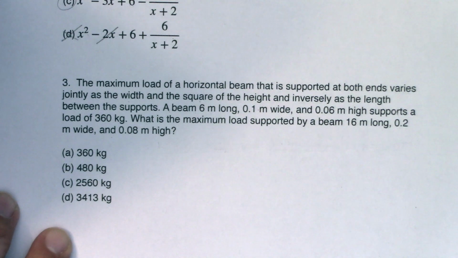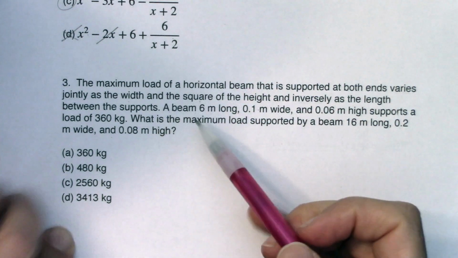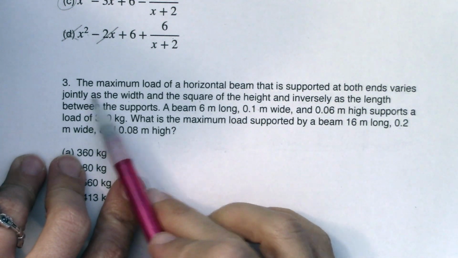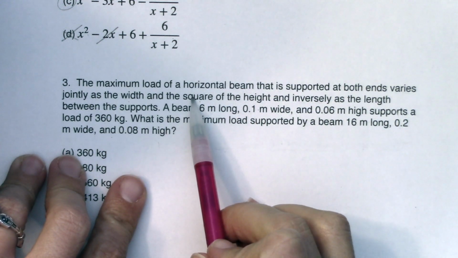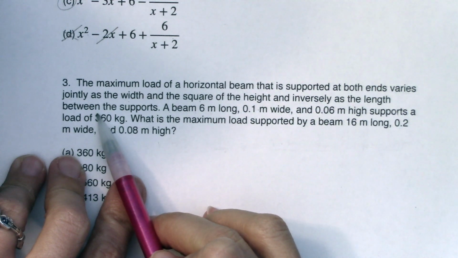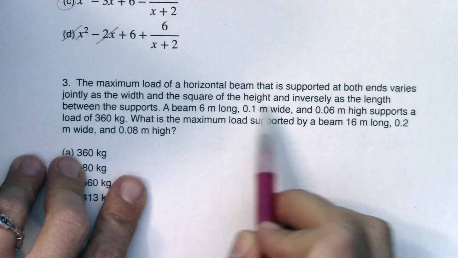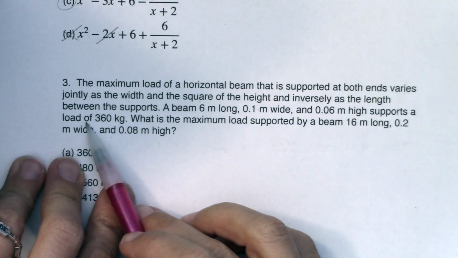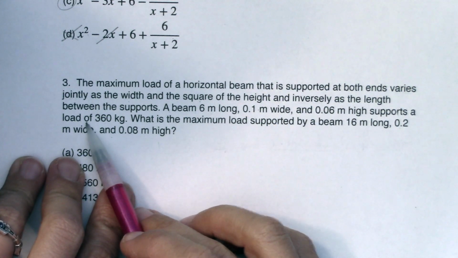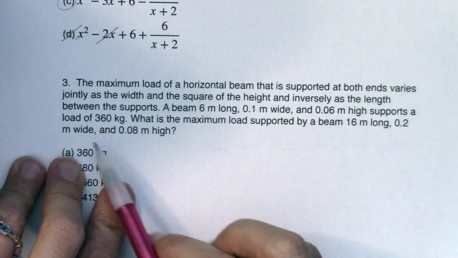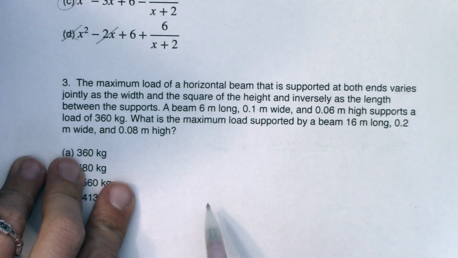Let's take a look at number 3 here. The maximum load of a horizontal beam that is supported at both ends varies jointly as the width and the square of the height, and inversely as the length between the supports. A beam 6 meters long, 0.1 meters wide, 0.06 meters high, supports a load of 360 kilograms. What is the maximum load supported by a beam 16 meters long, 0.2 meters wide, and 0.08 meters high?